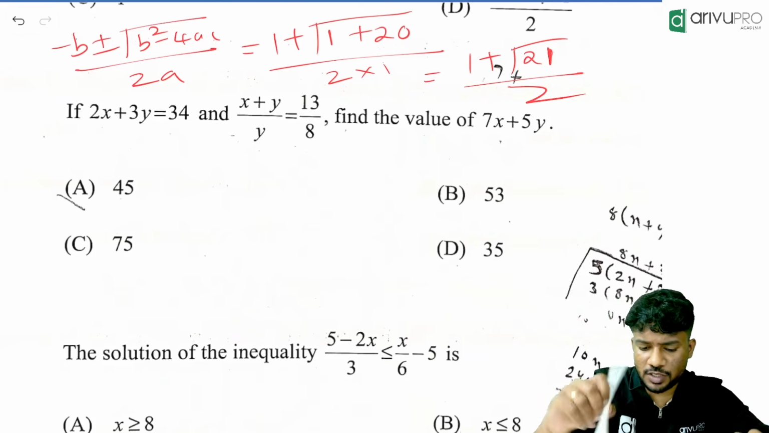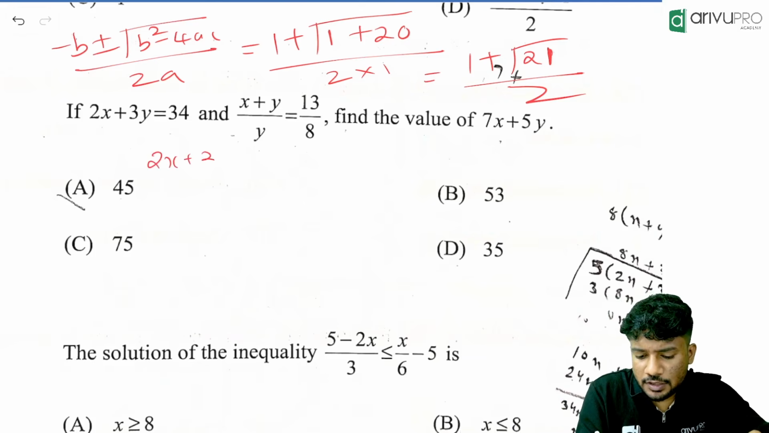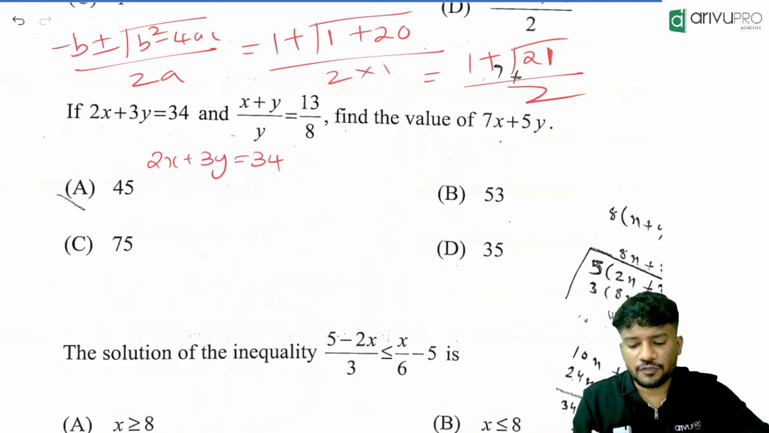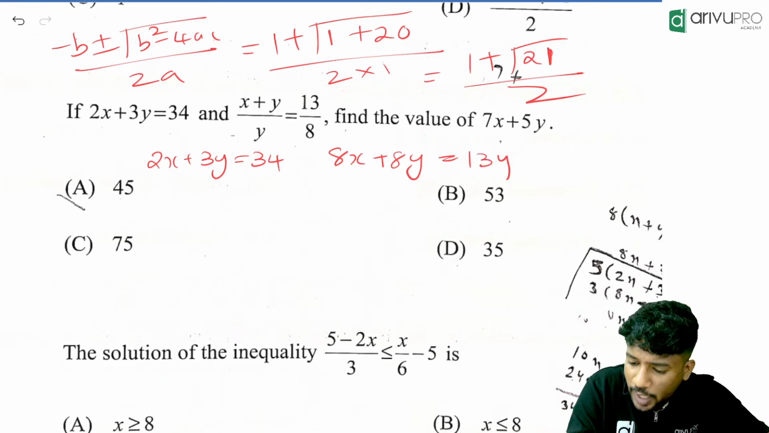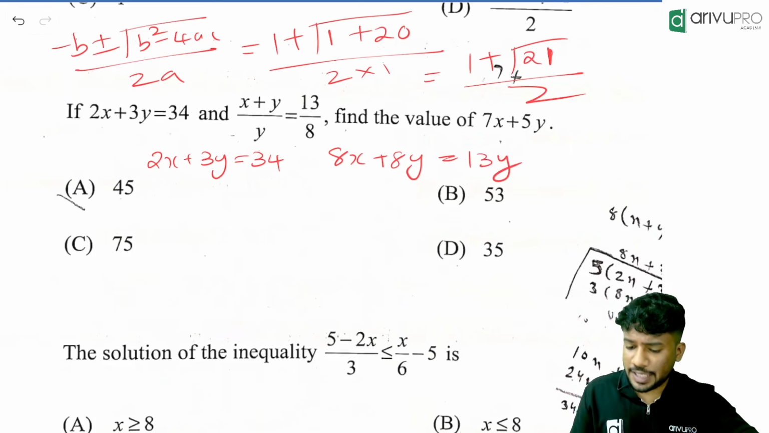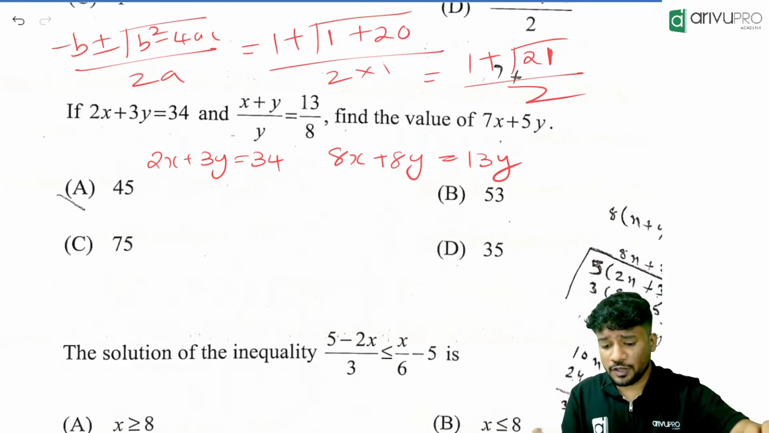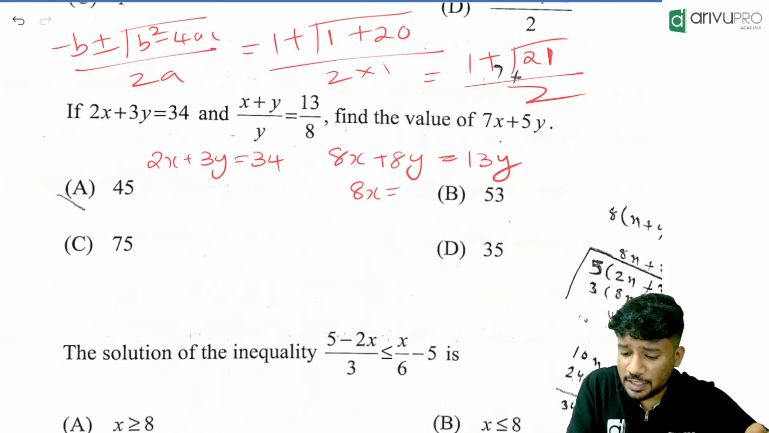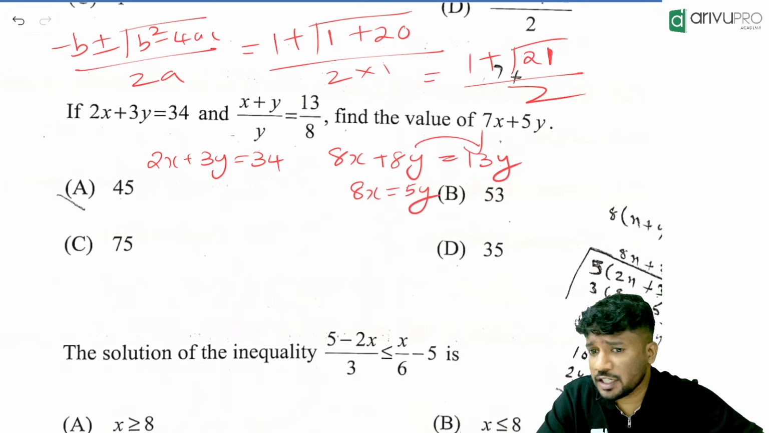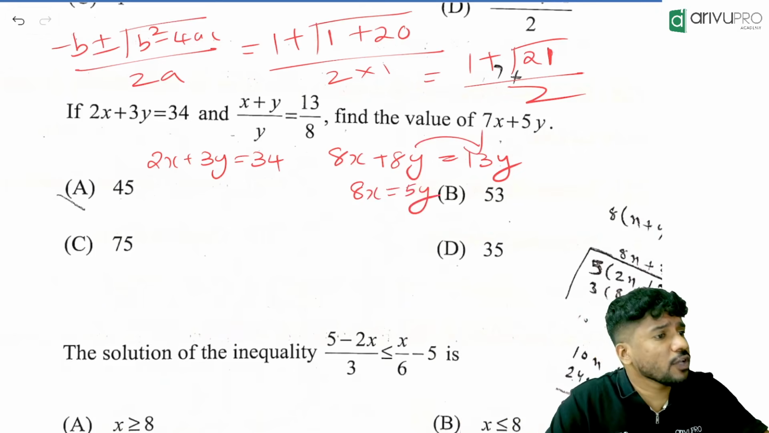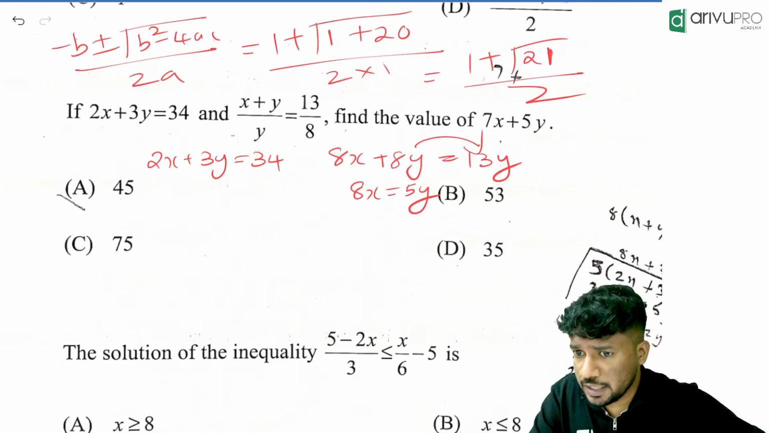First of all, first equation is what? 2x plus 3y is equal to how much? 34. That is given. Then, second equation cross multiply. Can I write it as 8x plus 8y, which is equal to 13y? Okay, 8x plus 8y is equal to 13y. From this, can I write it as 8x is equal to 5y? So 8y goes to the other side. It will become 13y minus 8y, which will be equal to 5y. Till here everything is fine.